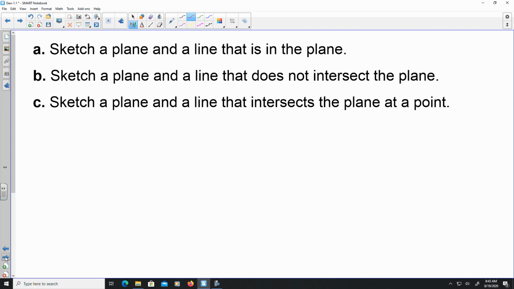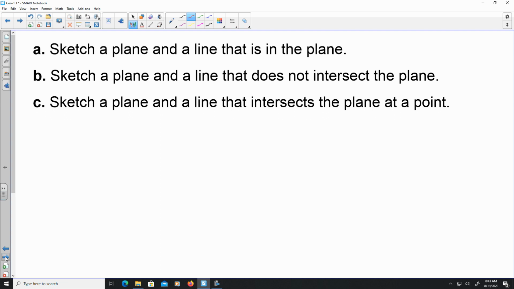All right, so here they want us to do some drawings. Again, I'm not going to grade your artwork. I'm not saying that mine's going to be spectacular either. So what I'm asking you to do is do your best.